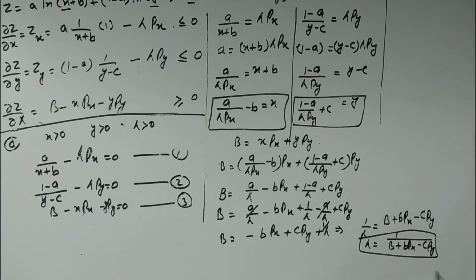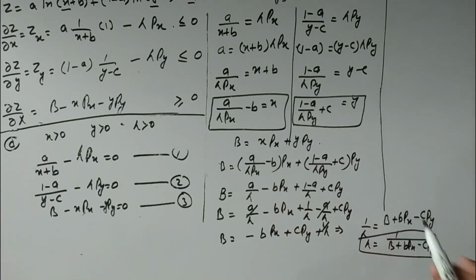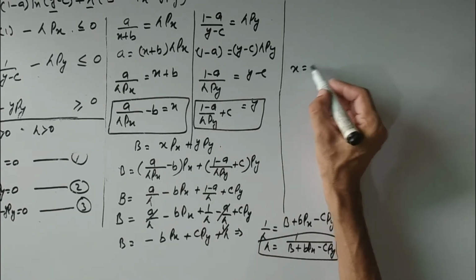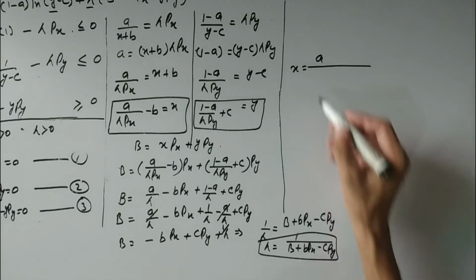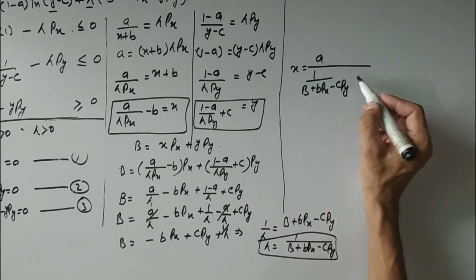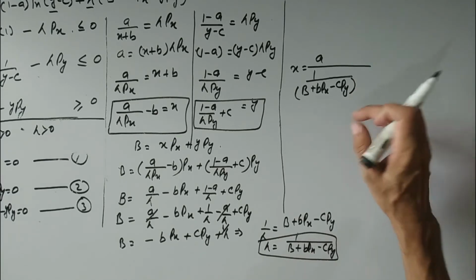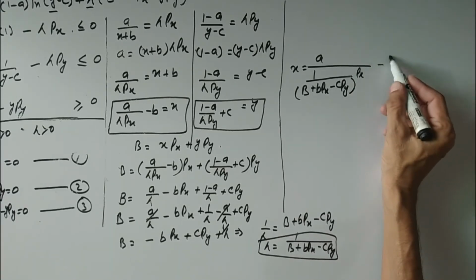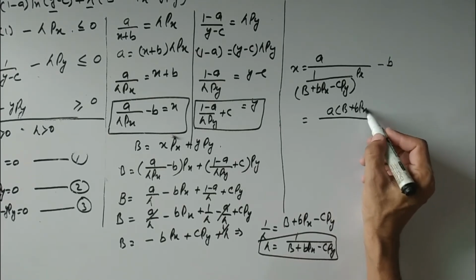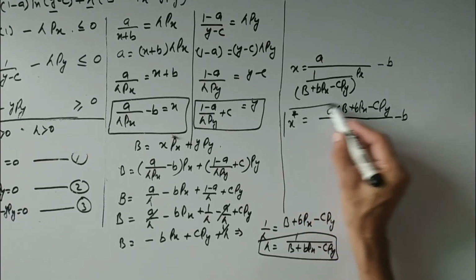Now what we have to do is put the value of lambda in x and y separately. First of all, I put the value of lambda in x. Here x is equal to a upon lambda p of x minus b, so I can put the value of lambda, that is 1 upon b plus b p of x minus c p of y, into p of x. So I can write a upon a into b plus b p of x minus c p of y upon p of x minus b. So this will be x star.